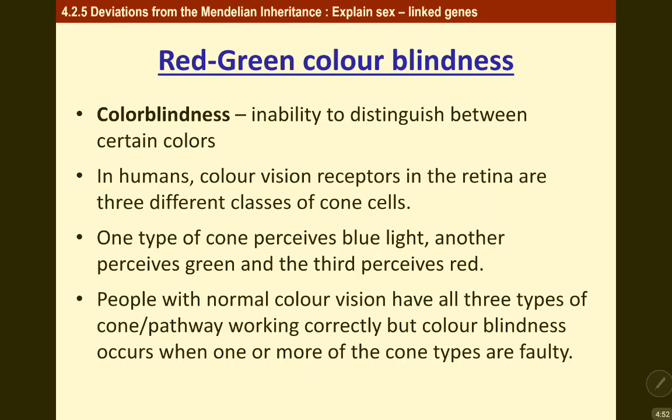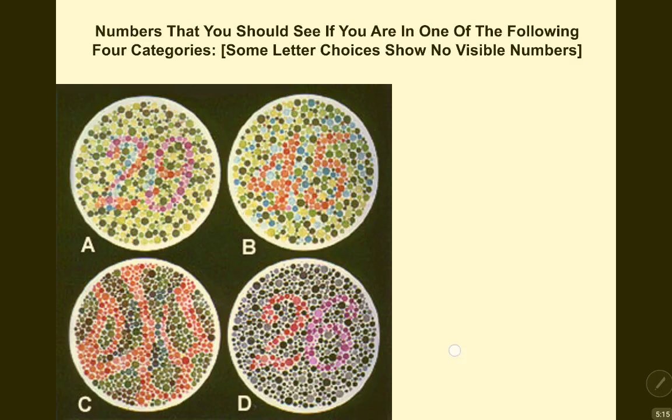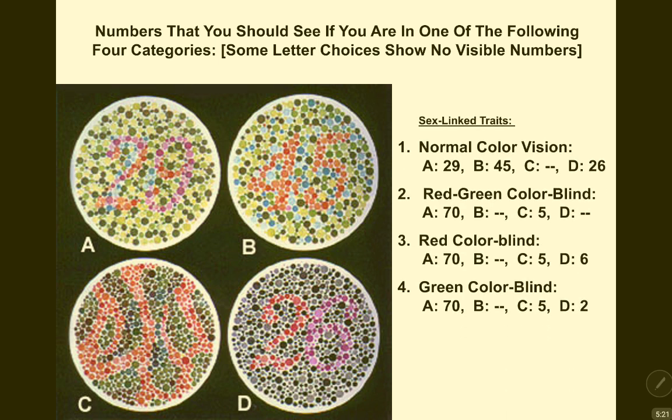Alright, another one is color blindness. Color blindness means they are unable to distinguish colors. This color blindness is also determined by a sex-linked gene. With normal vision, we can see green, yellow, and red colors. Colorblind patients see these colors differently. You can test yourself whether you are colorblind. If you have normal color vision, you should see these results for ABCD. If you have red-green colorblindness, you should see this result. Red colorblind and green colorblind.